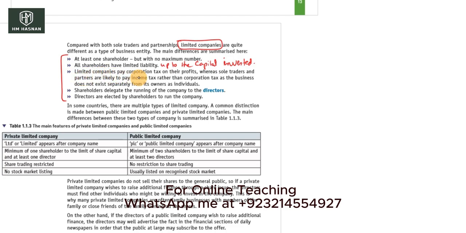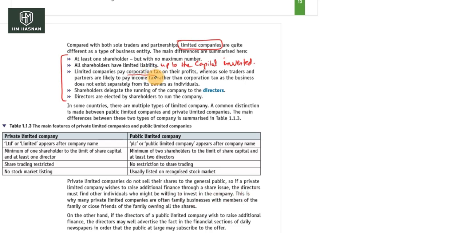Third one is limited company pays corporation tax. Corporation tax means company tax. A limited company has to pay company tax on their profit, whereas sole trader and partner are likely to pay income tax rather than company tax, because the sole trader and partnership is not a company, so they have to pay income tax on their income. But the company is a company, so it has to pay company tax, which is slightly higher than the income tax.